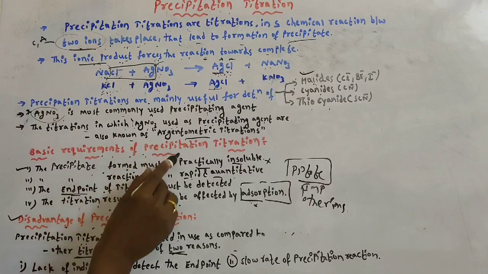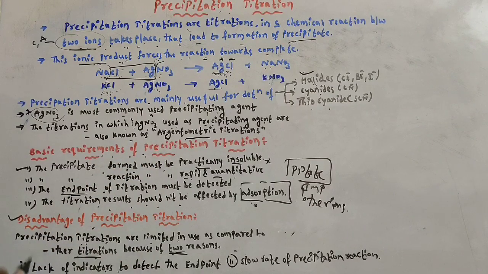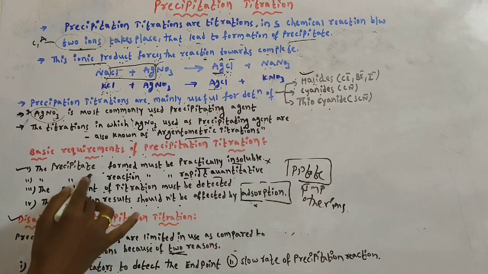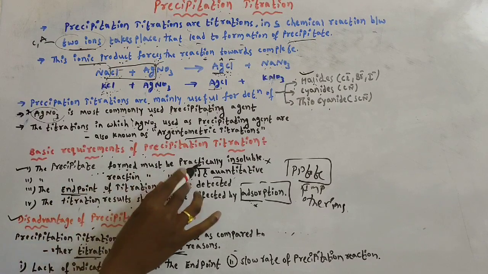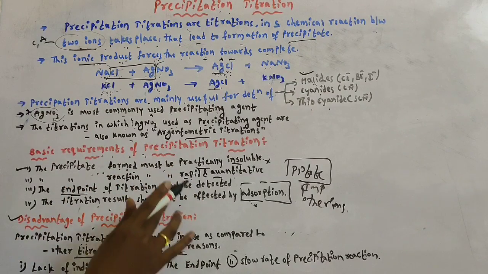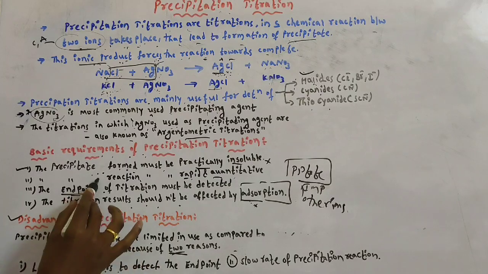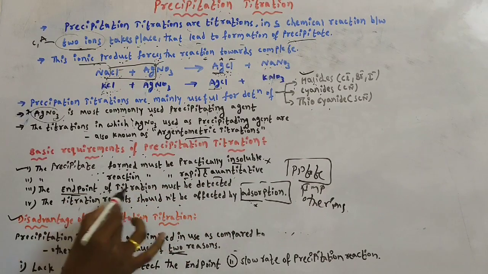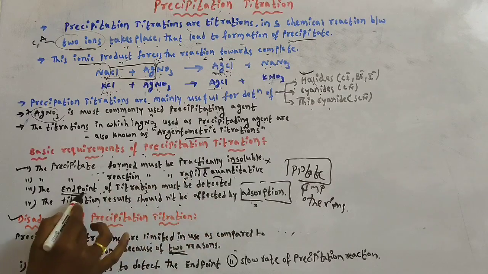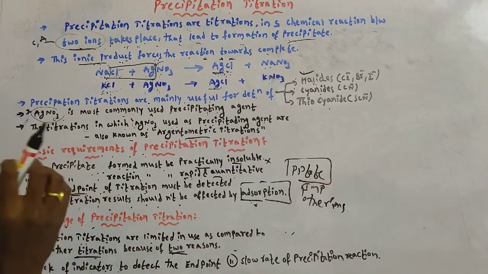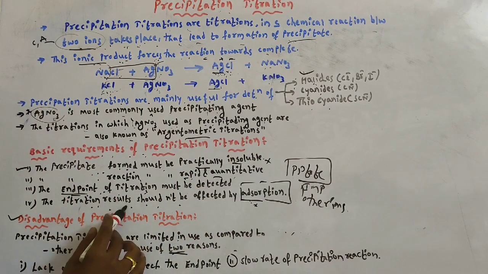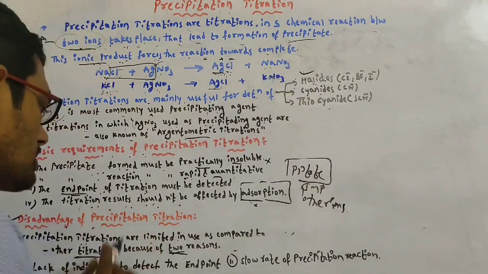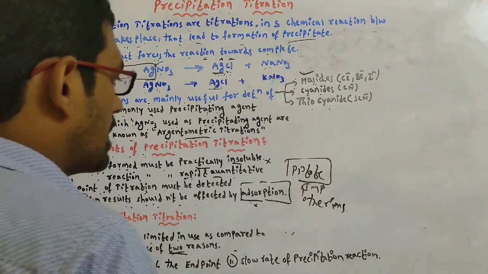Then the basic requirements of precipitation titration. What is required for the formation of a precipitate? The precipitate formed should be practically insoluble. The precipitation reaction is rapid and quantitative. The endpoint of the titration must be detected. The titration result should not be affected by adsorption.